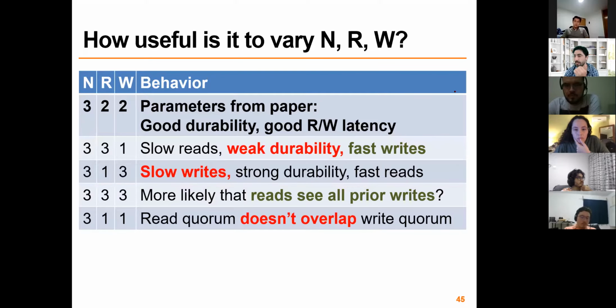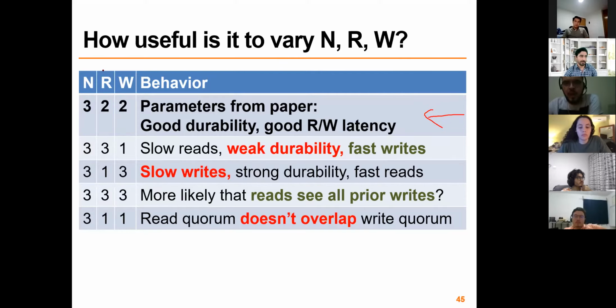So there was a question from Dorle about the number of replicas, let's say read and write, that you want to have. This is the value mentioned in the paper. You want to have 3 replicas, be able to read from 2, and write to 2. And it gives you good durability and good read-write latency.